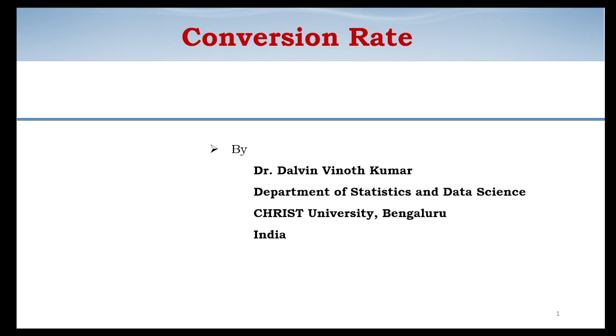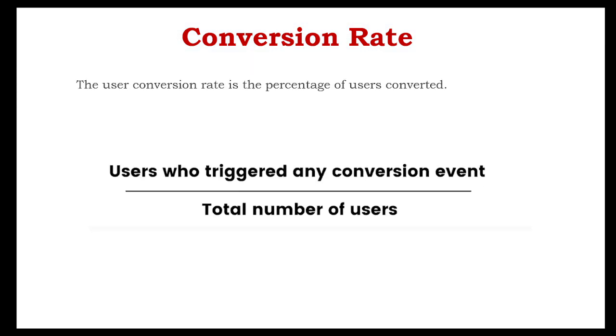If you convert that event into a conversion, it will calculate the conversion rate. The user conversion rate is the percentage of users converted. It can be calculated using the users who triggered any conversion event divided by the total number of users. In the example we have seen, let's say 20 users are coming to your page.